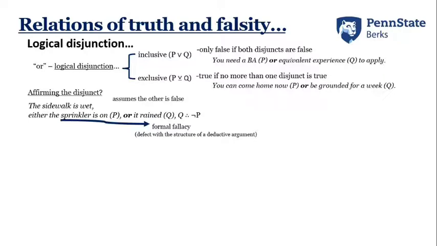The problem, really, is that it just assumes that the other is false. But as we know, and I already stated, they both can be false or they both can be true.